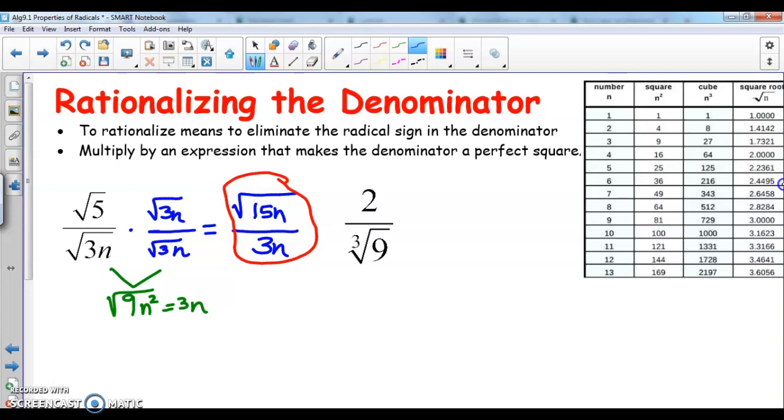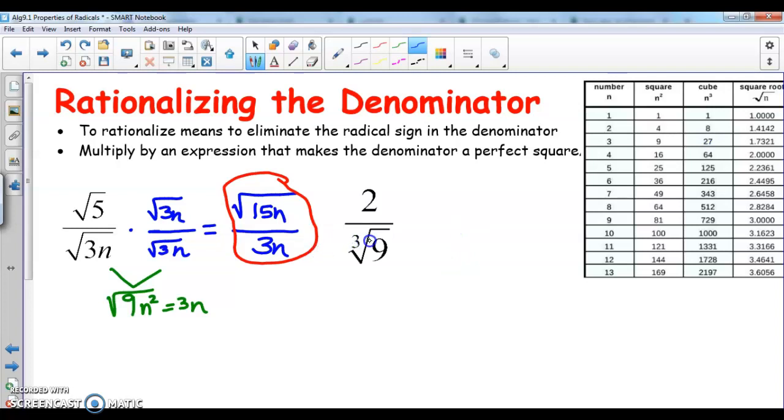Now let's try another one. This time it has a cube root. Okay, so let's look at the third column here in our table. So is there a way we can change it to an 8? We can't make the number smaller. Okay, what about 27? There's a way we can change this 9 to a perfect cube, which is 27. How? What are we going to multiply it by? We're going to multiply it by 3, right?